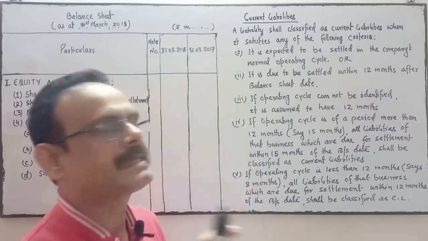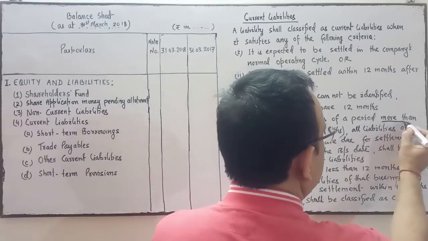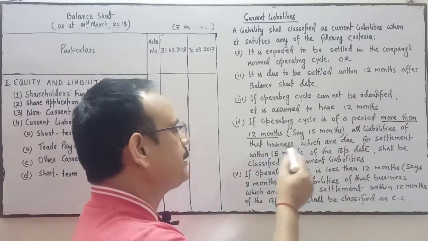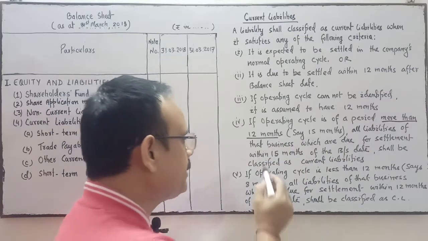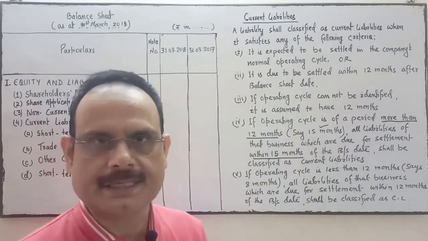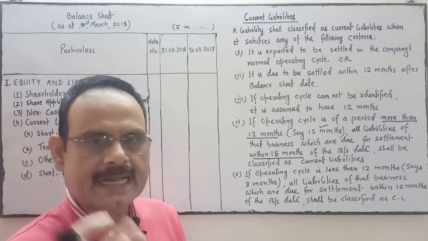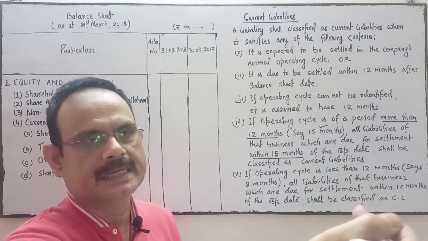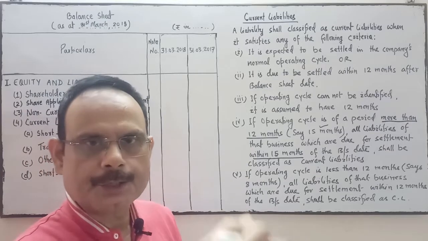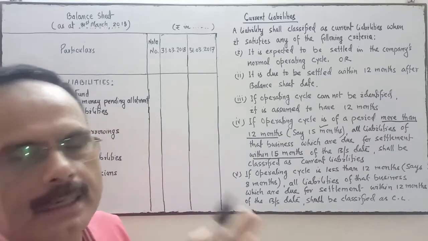Fourth one is, if the operating cycle is of a period more than 12 months, say 15 months or 18 months, all liabilities of that business which are due for settlement within 15 months of the balance sheet shall be classified as current liability. It means if the operating cycle is more than 12 months, say 15 or 18 months, then from the balance sheet date, if it is expected to be paid within that period, then it's a current liability.